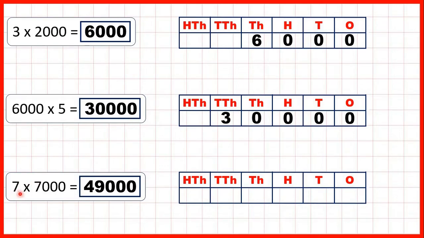Then we had 7 times 7,000. 7 times 7 is 49, and then we could multiply by 1,000, and that meant we could put 3 zeros on the end, because we can put 3 zeros in our empty hundreds, tens and ones columns.